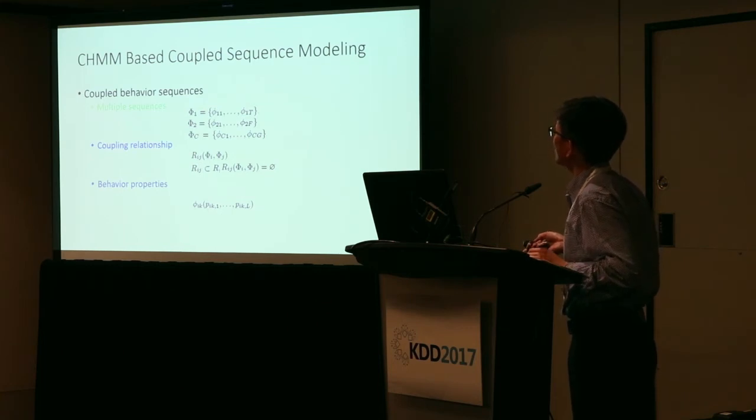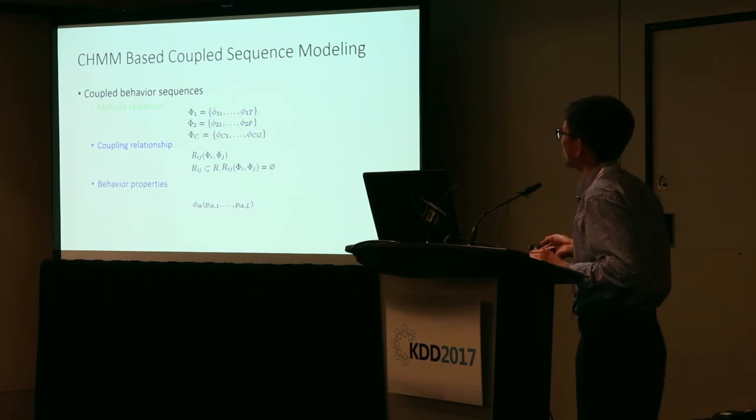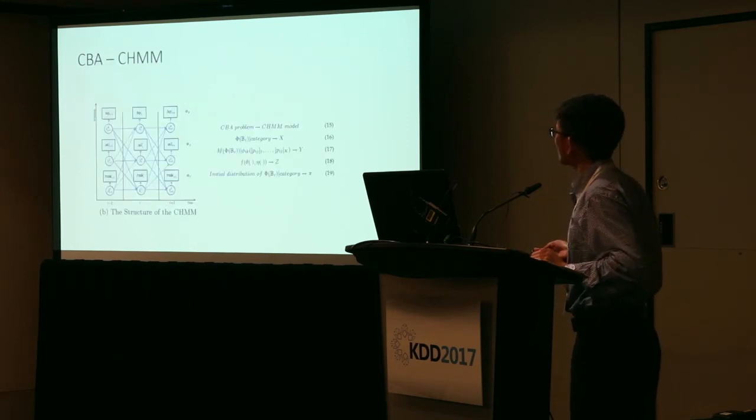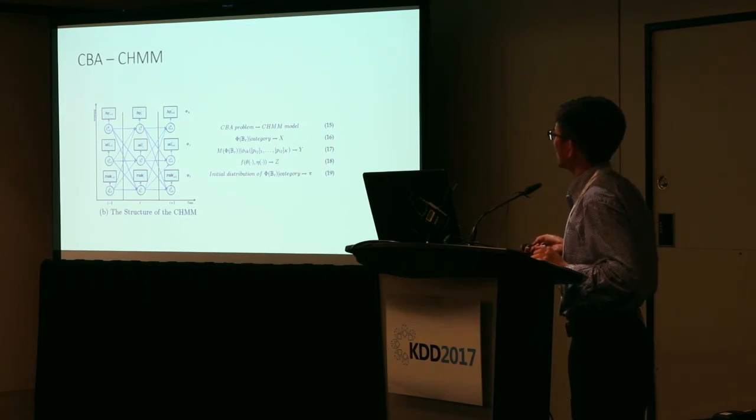So what we have here is that we have multiple sequences that have buy and sell trades, and we have their relationship and also their behavioral properties like price and volume and action. And how can we do that? So one thing we can do here is to create a coupled heterogeneous model.